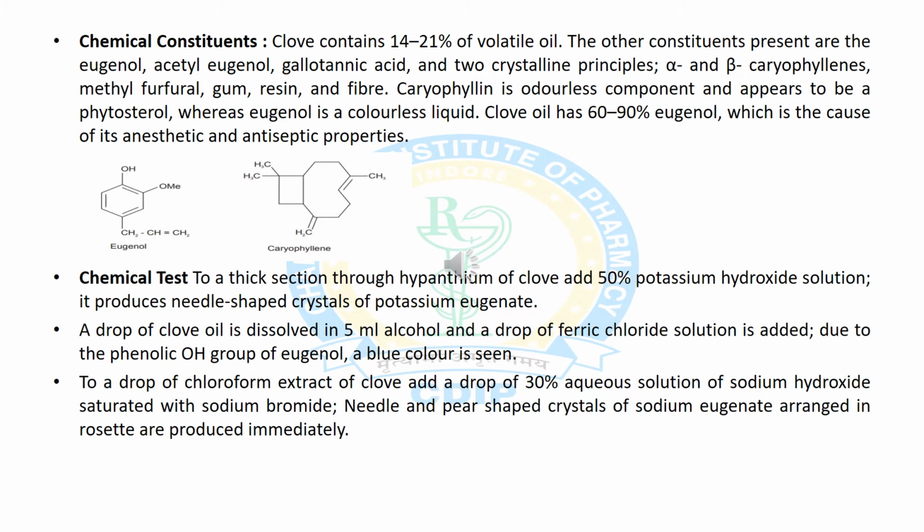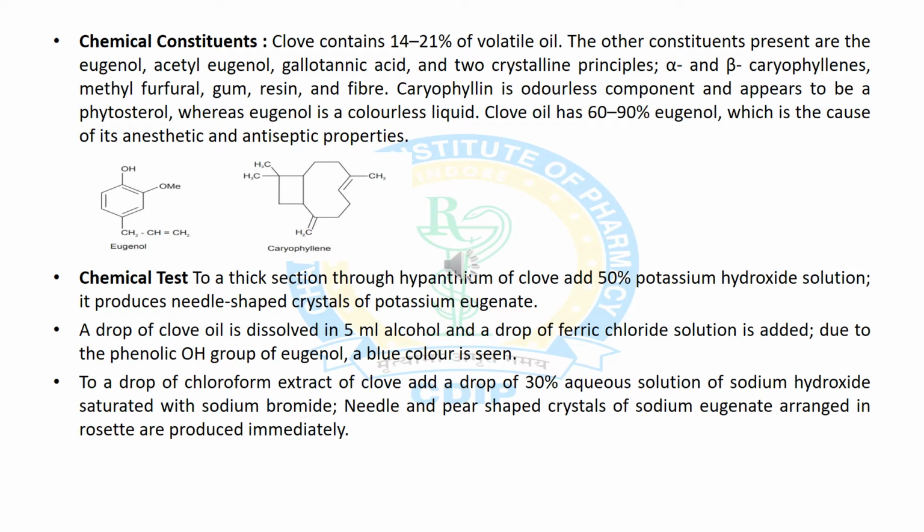Now we will discuss the chemical constituents found in clove bud. It contains about 14 to 21% of volatile oils, and these are eugenol and acetyl eugenol. Other constituents are gallotannic acid, two crystalline principles like alpha and beta caryophyllene, methyl furfuryl, gum resin and fibers.